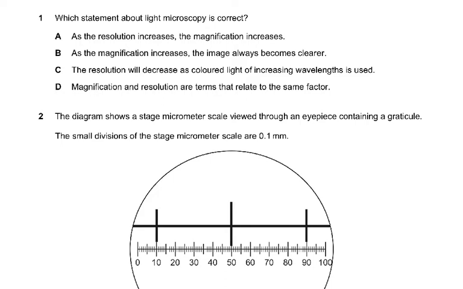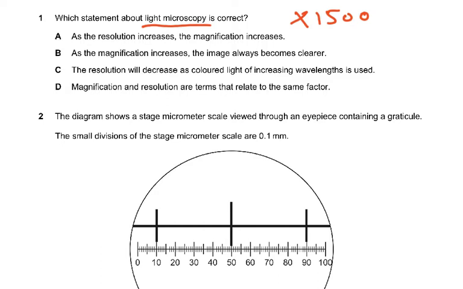As the resolution increases, the magnification increases? Not necessarily. As the magnification increases, the image always becomes clearer? No, suddenly it becomes blurred. And we talked about the light microscope. The most useful magnification is x1500. After that, you can just change the lenses and magnify it, but then it becomes blurred and you cannot see the details.